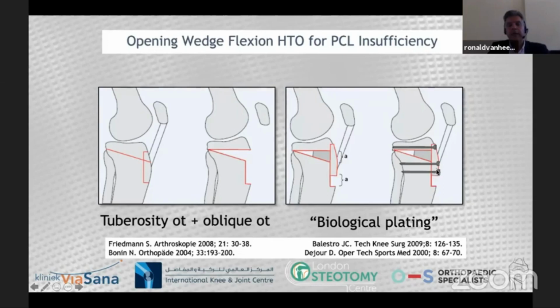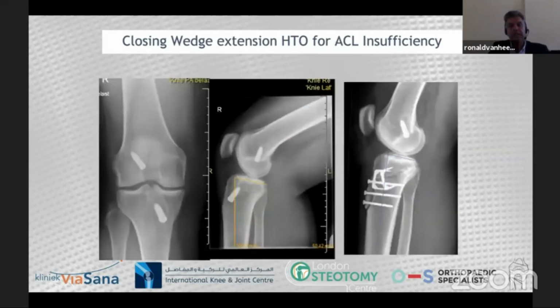Biological plating is a very nice technique, and the whole rationale is, where do you want your plate optimally positioned? The plate position is actually the tuberosity position. So you use the tuberosity as a plate, hence the name biological plating. You fix it with screws. You can have a screw proximal. Most of the time I only do screws distally, and then these days I put a staple to get a hold of the graft and the bone on the medial and the lateral side. That's my normal technique. And this is an extension osteotomy.